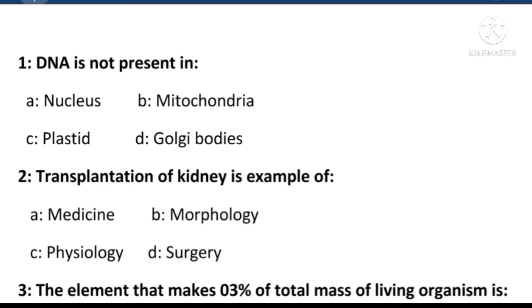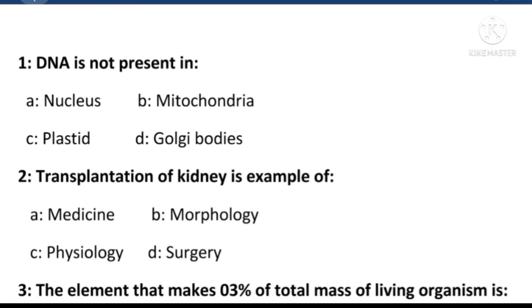Let's start it. And first question is, DNA is not present in nucleus, mitochondria, plastid or Golgi bodies. And answer is D, Golgi bodies. DNA is not present in Golgi bodies. D is correct option.